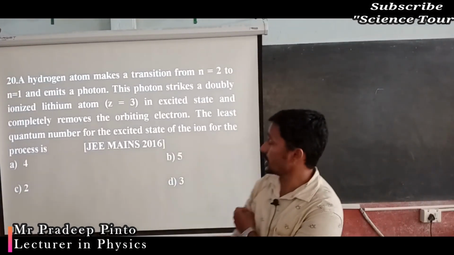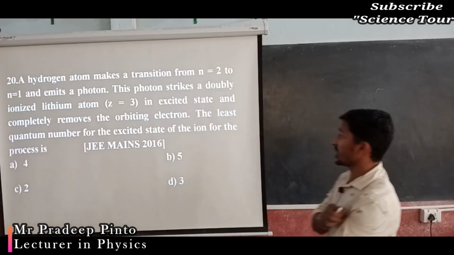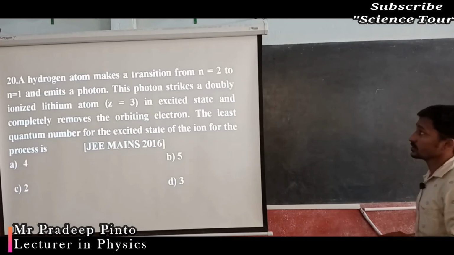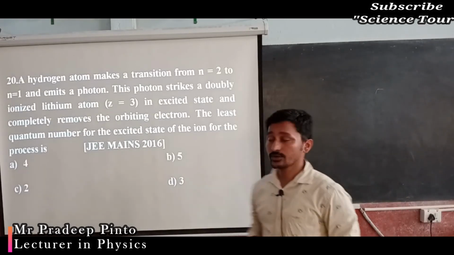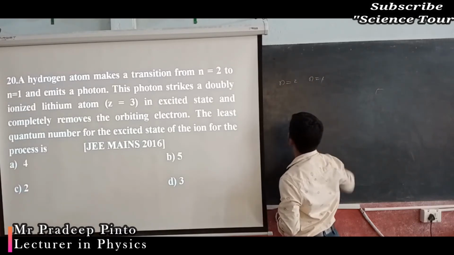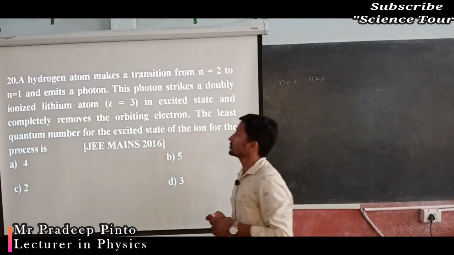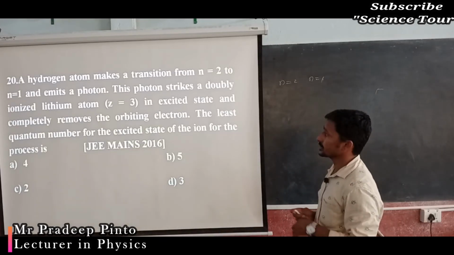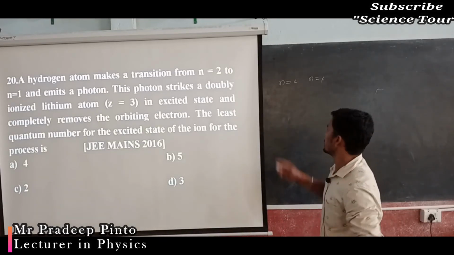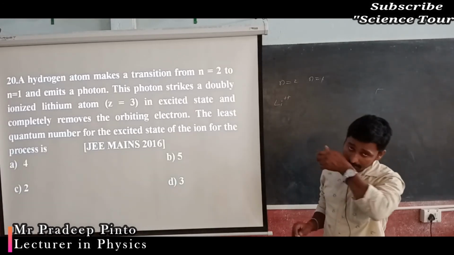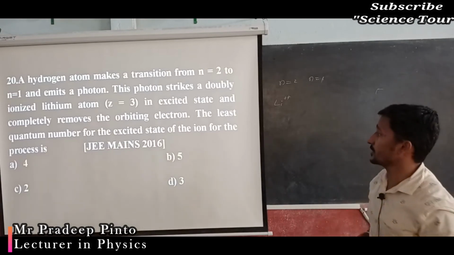A hydrogen atom makes a transition from n equal to 2 to n equal to 1, and emits a photon. This photon strikes a doubly ionized lithium. Doubly ionized means Li plus plus. Already 2 electrons are taken out. Now one more electron is there.